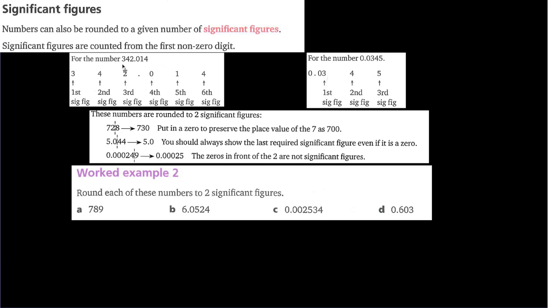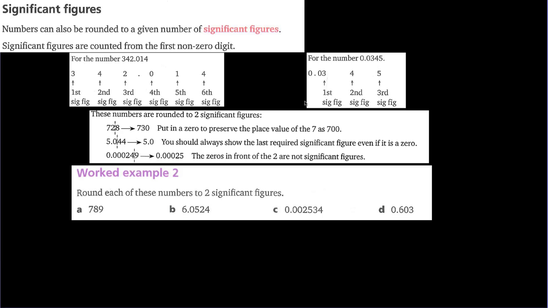342.014, the significant figures are 3, then 4, then 2, and this is the third significant figure, the fourth significant figure, and it's going to continue. But for the number, that's why we need to be careful. Significant figures are counted from the first non-zero digit. So when you have 0.0345, the first significant figure is the first non-zero number, which is 3, and this is your first significant figure.